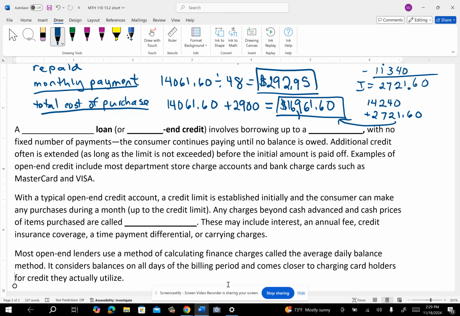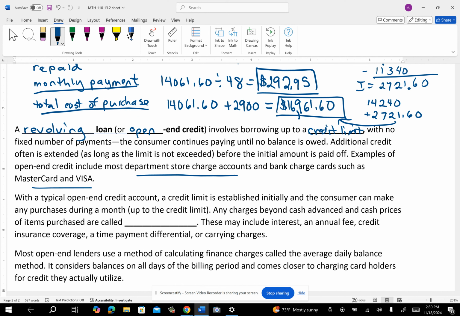So a revolving loan is different than an installment loan. It's open-end credit. So you borrow up to some credit limit, and there's not a fixed number of payments. You keep paying until no balance is left. An additional credit might be extended, okay, as long as you haven't reached that credit limit before you wind up paying it all off. So this is what most department store charge accounts are, or MasterCard or Visa, that type of thing.